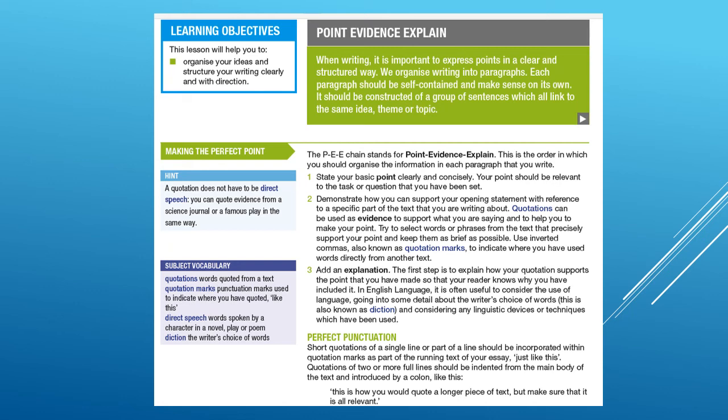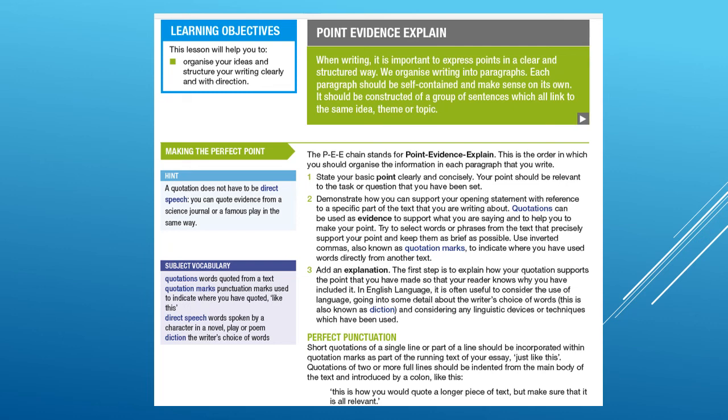In English language, it is often useful to consider the use of language, going into some detail about the writer's choice of words. This is also known as diction, and considering any linguistic device or technique, any language techniques which have been used.